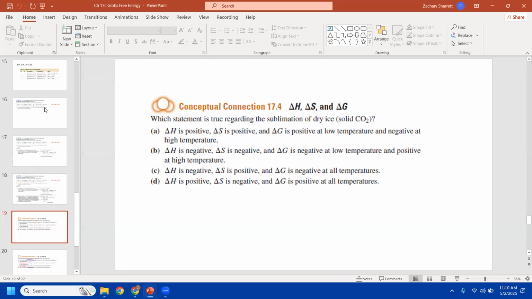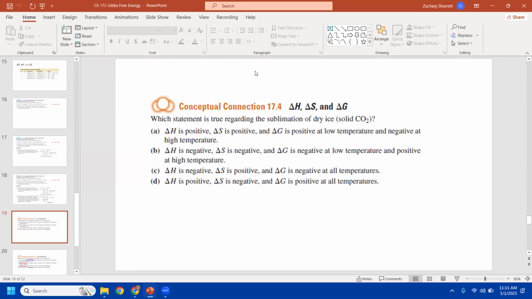I won't do that. Let's do a quick conceptual question. Oh, now people want to chat. Come to class. Which statement is true regarding the sublimation of dry ice? So dry ice, Bryce. What does subliming mean? You know what dry ice is, though? What does dry ice do? What's its special feature? You ever mess with it?